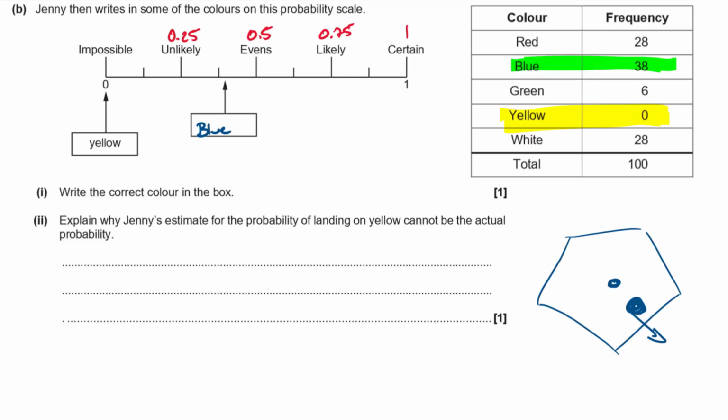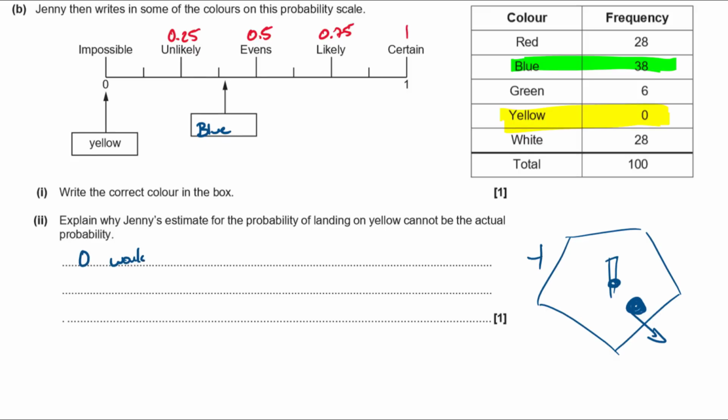But if yellow was over here on this side, it's going to be less likely to land on it, but it's not going to be impossible. It's just going to be very, very unlikely, which is why she hasn't rolled it already. I'm guessing that's the sort of answer they're looking for. So, cannot be the actual probability.